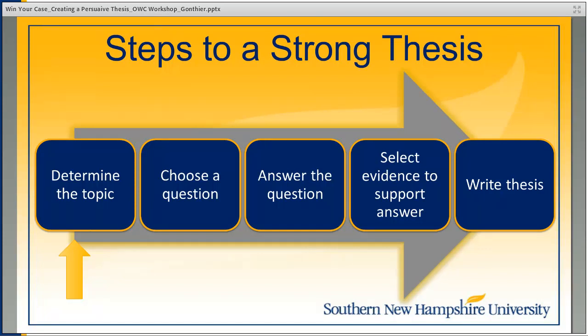This topic is typically on the controversial side, and what I mean by that is there are usually very strong opposing viewpoints, and you're going to take one stance, with the realization that there's a really strong opposite stance that goes along with that. So you're going to be determining that, and then choosing a question. A question is what you're trying to answer all the way through. That question is going to help you develop your entire thesis statement.